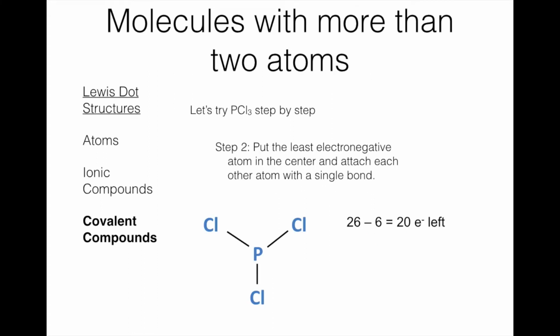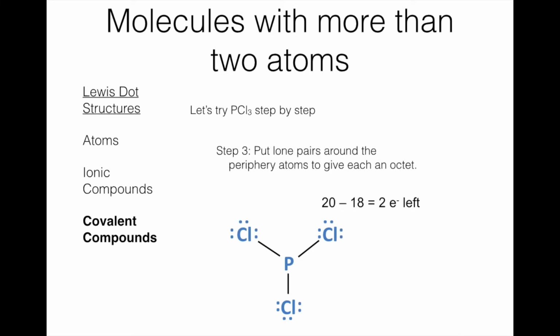So now when we start drawing, we want to put the least electronegative atom in the center and then attach each of those atoms with a single bond. If we're supposed to have 26 electrons, right there we just used up 6, so that means we still need 20 more electrons. There's still 20 more electrons that have to go in that structure.